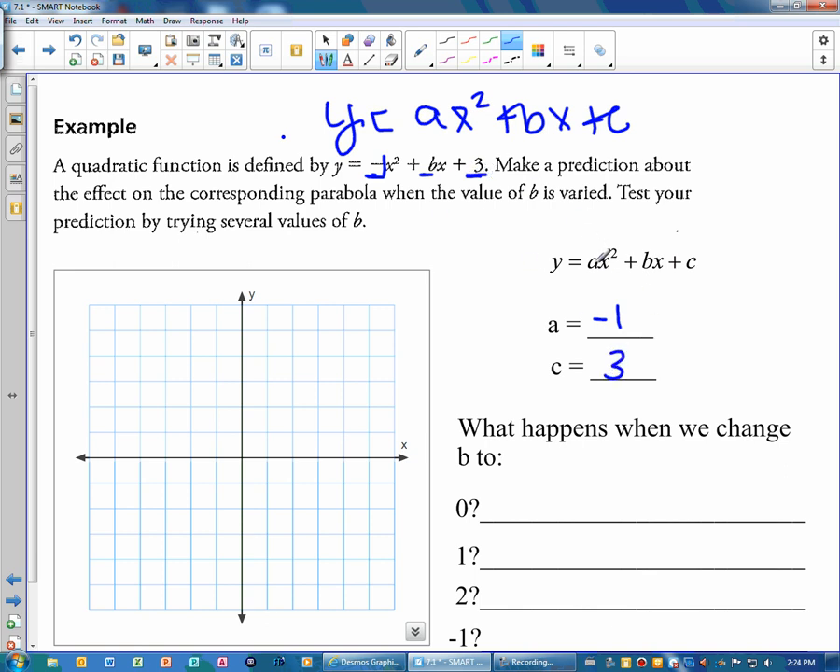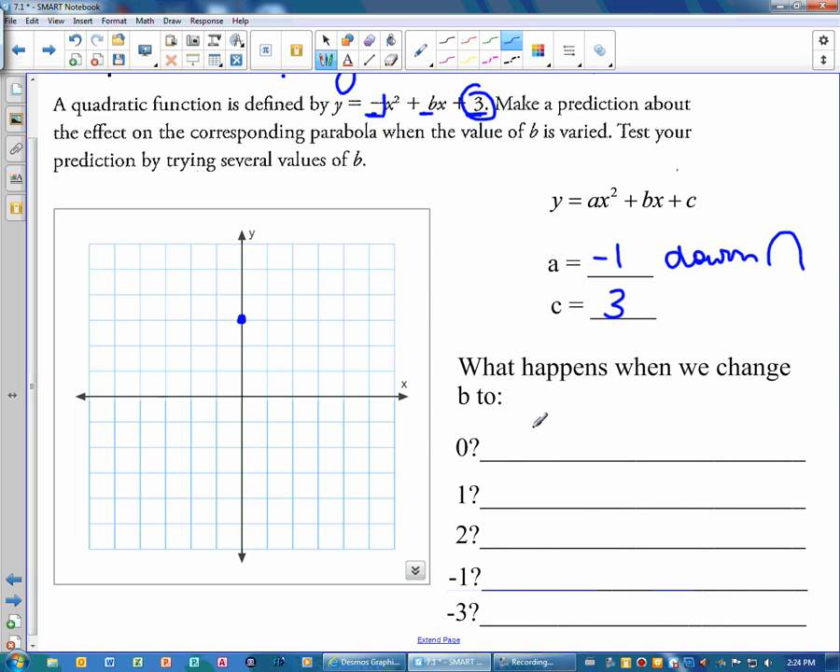So already from my equation, I know because a is negative that this parabola opens down. It's a negative parabola, so it's going to look like this, a down. I know that my y-intercept is 3, so I know my graph is going to cross the y-axis at 3. And then what we're going to do is play with that middle term b. We're going to see what happens, okay?